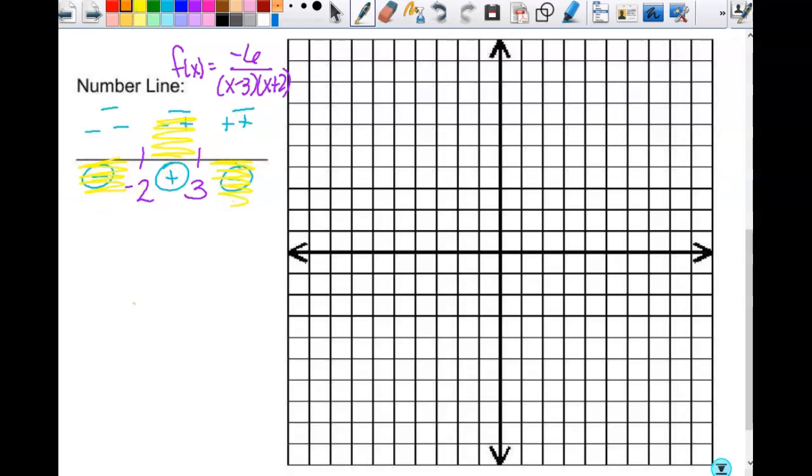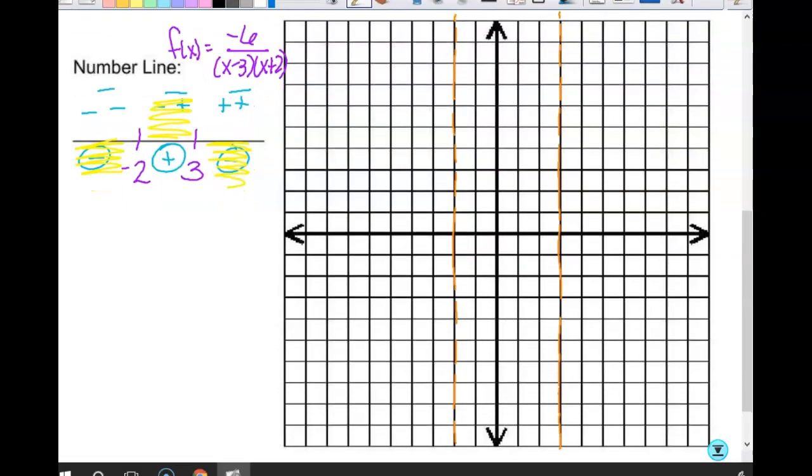Okay, everybody with me? So let's plot what we know. We have no holes, we have no roots. We have a vertical asymptote at x equals -2, and one at x equals 3. Right? No tangency or togetherness. I have a horizontal asymptote at y equals 0. And then a y-intercept at 0, 1.